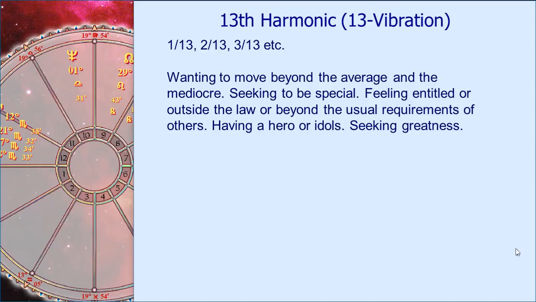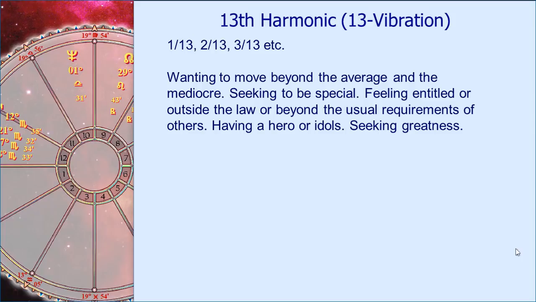13th harmonic. This is the 1/13th, the 2/13ths, and so on. The 13th harmonic wants to move beyond the average and the mediocre. They want to be special. We often think of the zodiac sign Leo as tending to have a big ego. Actually, I don't think Leo always has a big ego. Sometimes it does. 13th harmonic also can have a big ego. It has a pride, a sense of mission, a sense of purpose, a sense of a divine direction in their lives. They may not call it divine, but something unique.